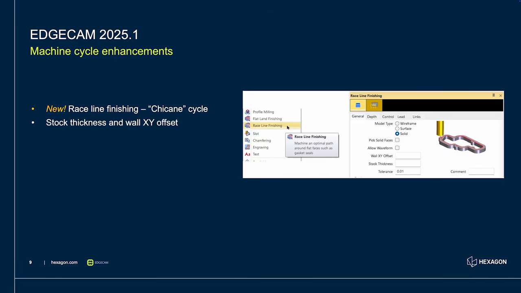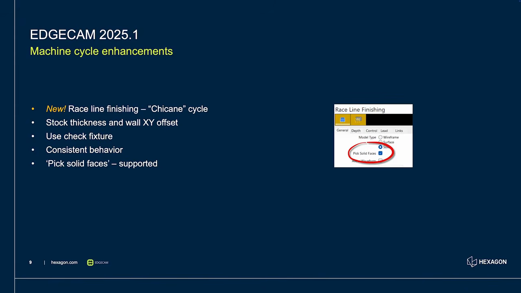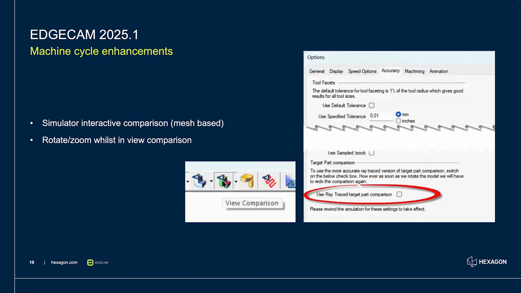Lots of parameters in here that you'll be used to seeing. Certainly check fixtures, consistent behavior that we've seen throughout roughing cycles, profiling cycles. It won't take you a lot of time to learn. We also have support for pick the solid body or create a feature and pick the solid face as well. I know we also have a waveform inside the cycle. That's quite an interesting one that we'll spend some time on checking out in the live demos.